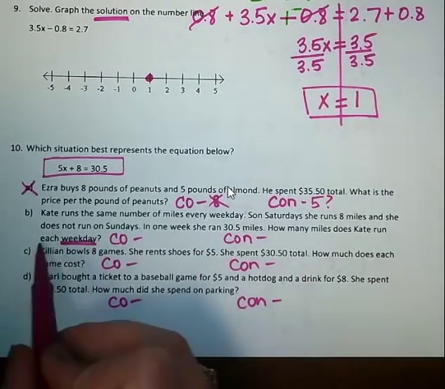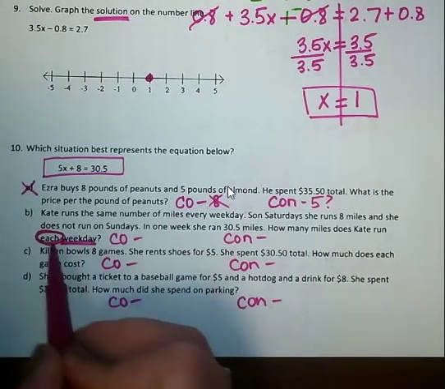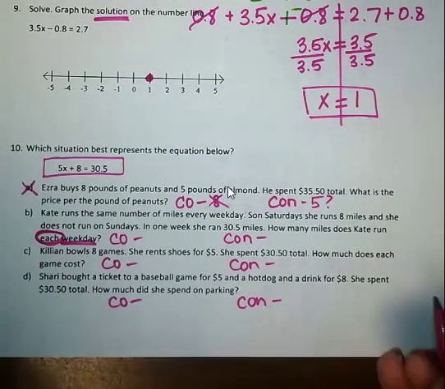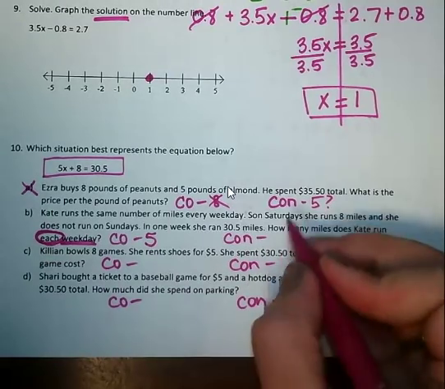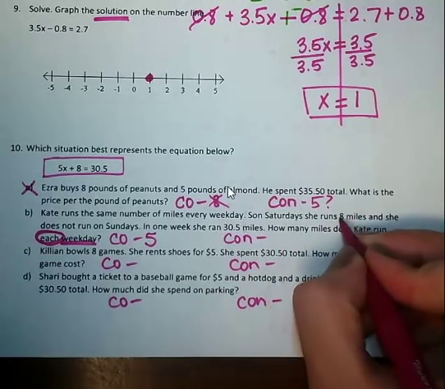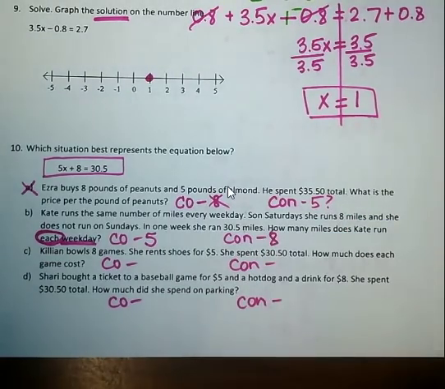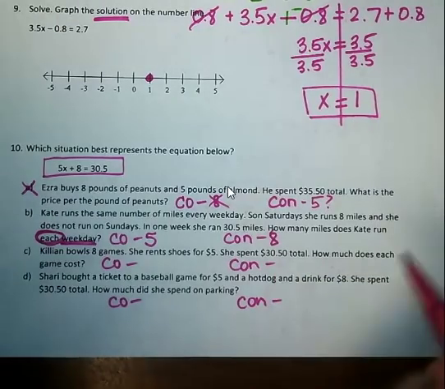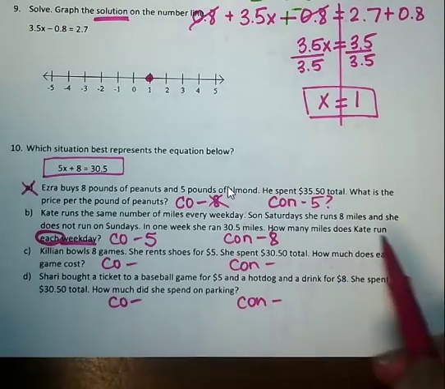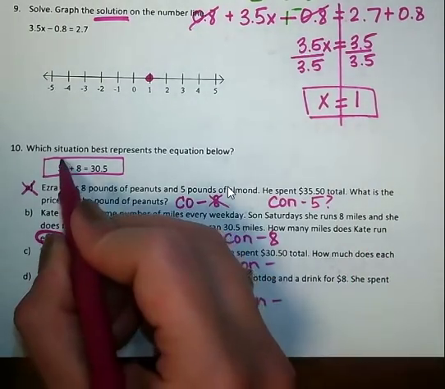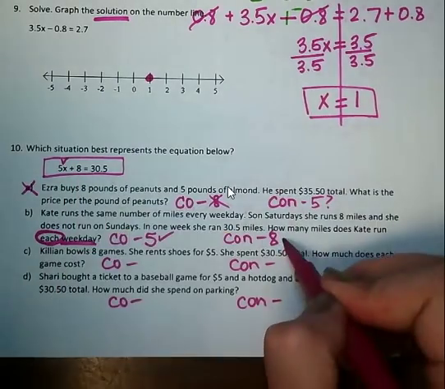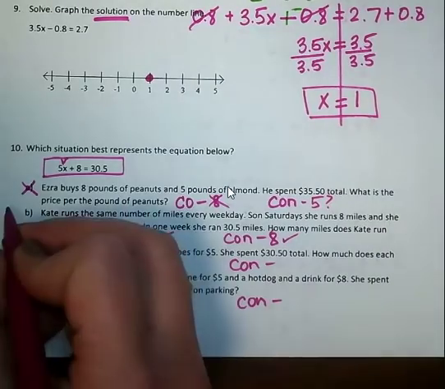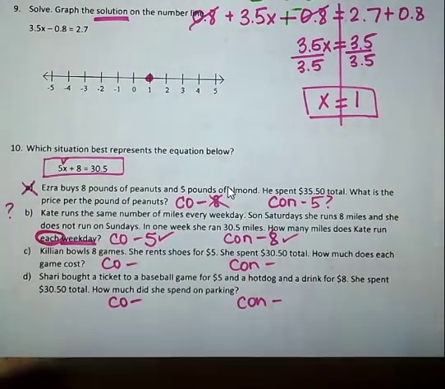Well, we know there are 5 weekdays, and this each word tells us that that's going to be our coefficient. So that means 5 is going to be our coefficient. And our constant is going to be the number of miles that she runs not on the weekdays. So it says she runs 8 miles on Saturdays. So this one seems to have the correct coefficient. It seems to have the correct constant. So I'm going to put maybe a little question mark. And I always like to check all of them.